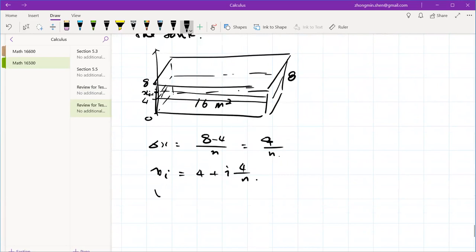The volume of that slice is going to be the base area times delta x. Okay. The force needed to lift that piece is going to be the weight of this part. So the volume times the density. Okay, that's going to be 1,000 kilograms per cubic meter times 16 delta x.